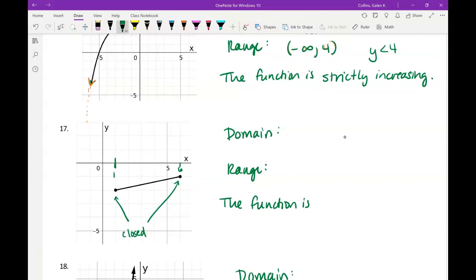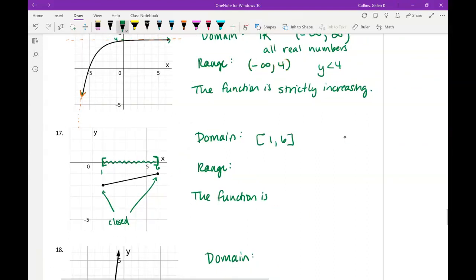The function exists when x is 1. It exists between x equals 1 and x equals 6. And so my domain is all the x values from 1 to 6. I want to include them. Alternately, I could say 1 is less than or equal to x, which is less than or equal to 6. That is how we could write that using an inequality.